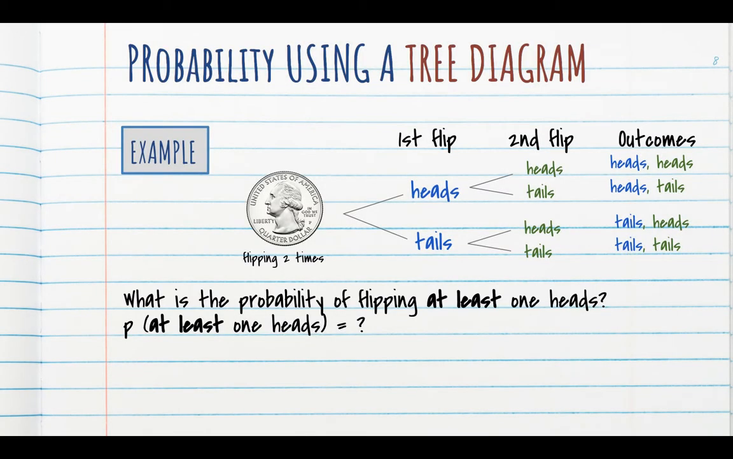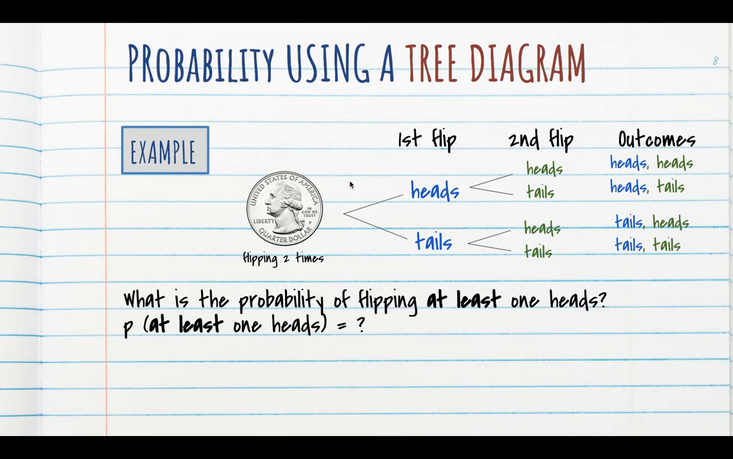You learned in the previous video that a tree diagram can be used to find the sample space, but it can also be used to calculate probability. So I've used that same example we used in the previous video about flipping a coin 2 times, and I've just copied over our tree diagram from that work. I want to calculate the probability of flipping at least 1 heads. So P, parentheses, at least 1 heads.